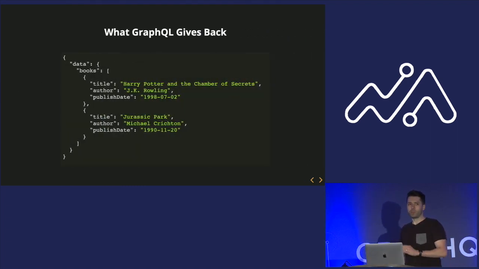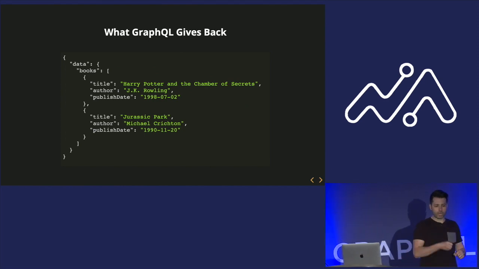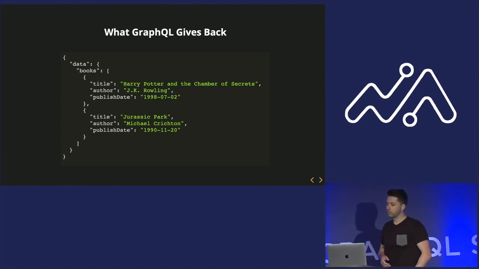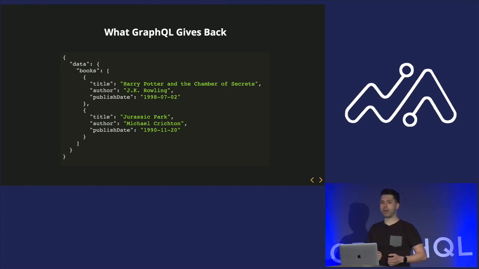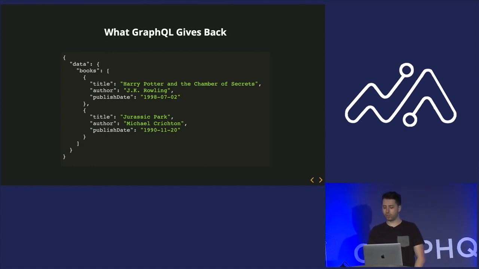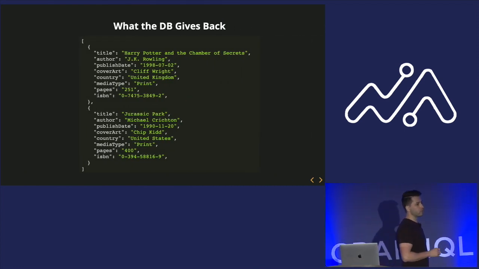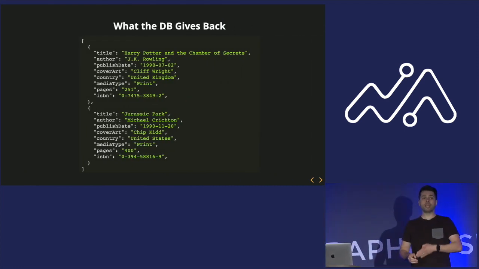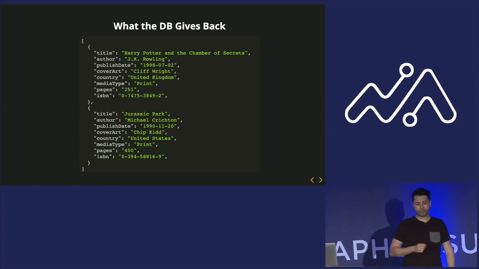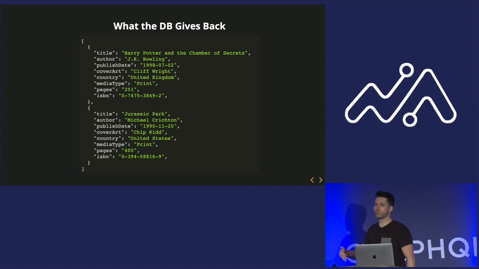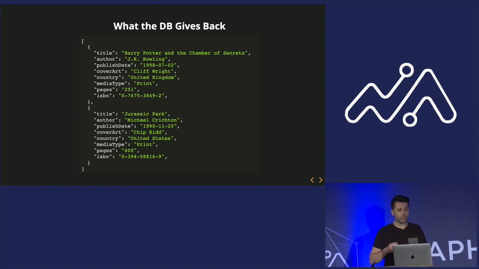So let's say we make a query from our front end. We want to get back those three fields: title, author, and publish date. Well, this is what we get back. We expect to get back only those fields that we query for. But maybe this is what the database gives back to the GraphQL server before giving that information back to the client, right? So here we've got, not such a big deal, 2 records, 7 fields on each.